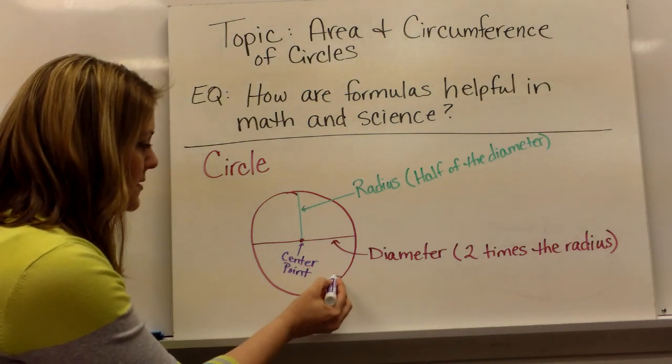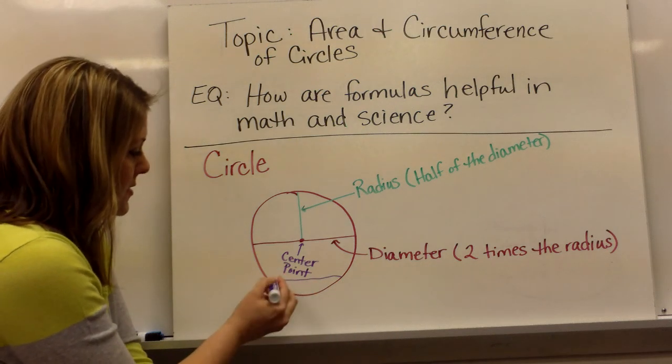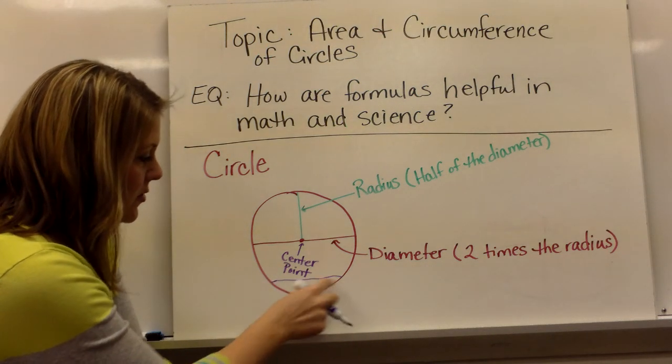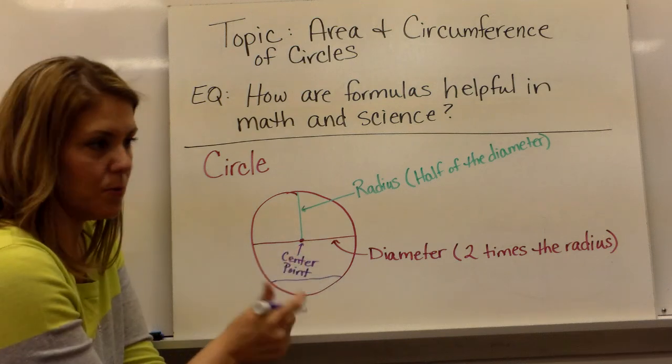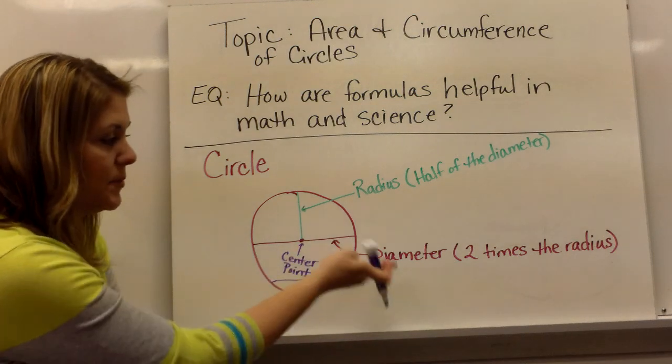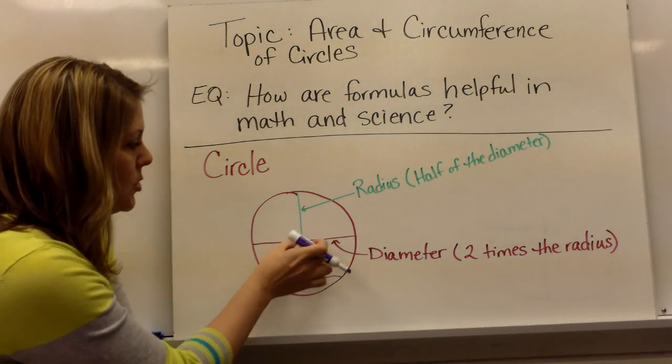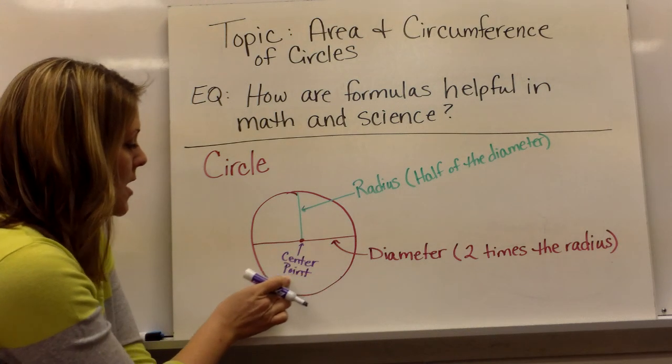So for instance, if we had this segment here, it does go from one side of the circle to the other, however, it does not go through that center point. So this segment here could not be considered the diameter. The diameter has to go through that center point.